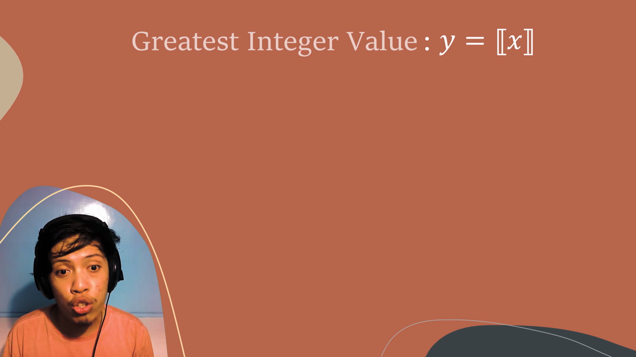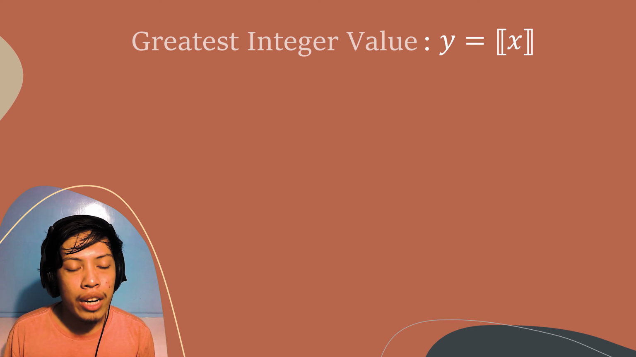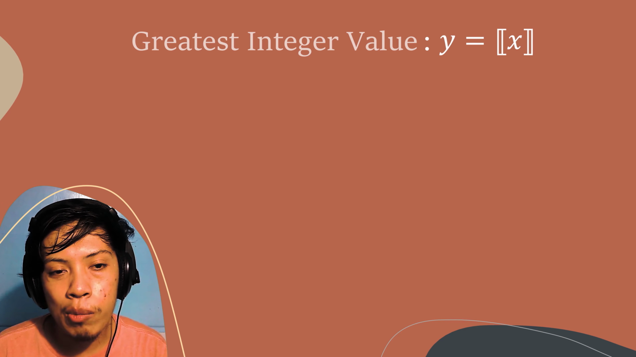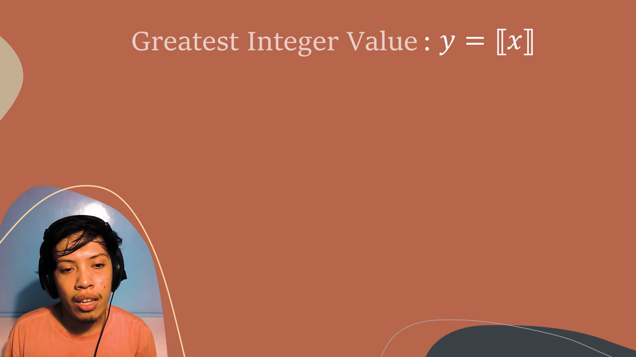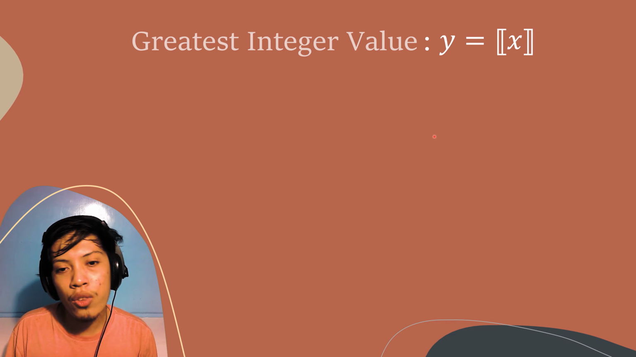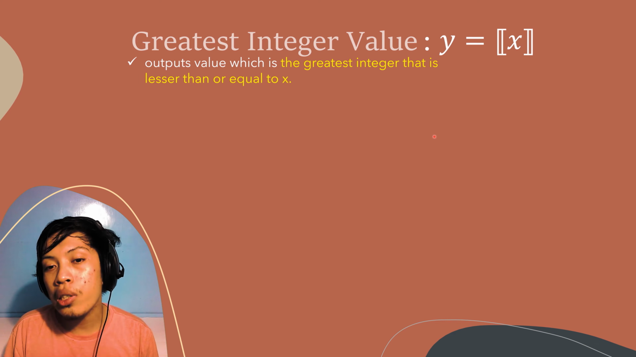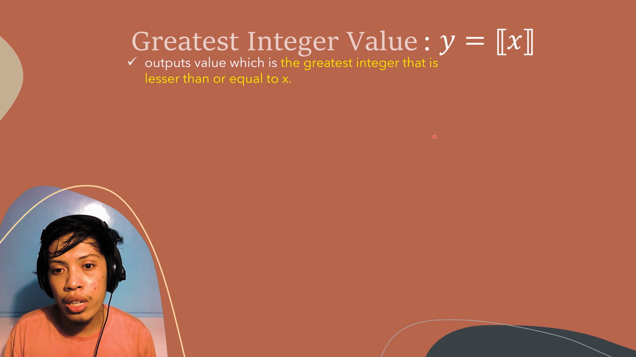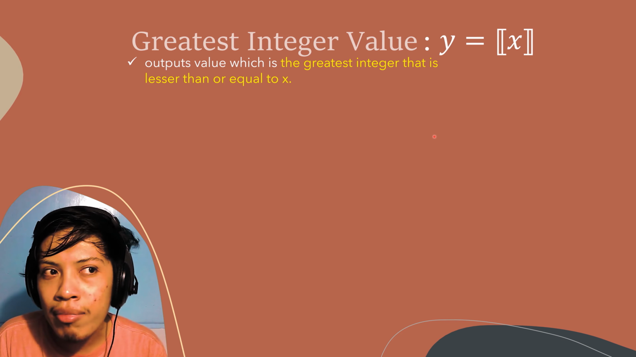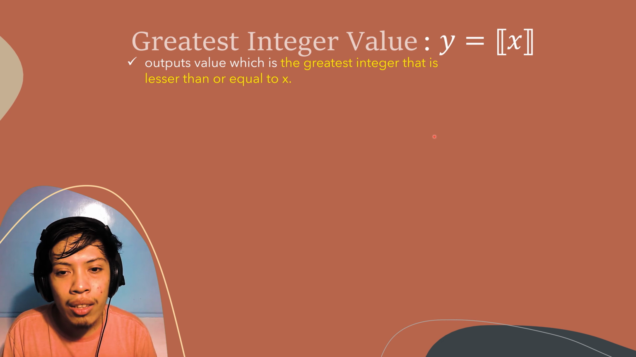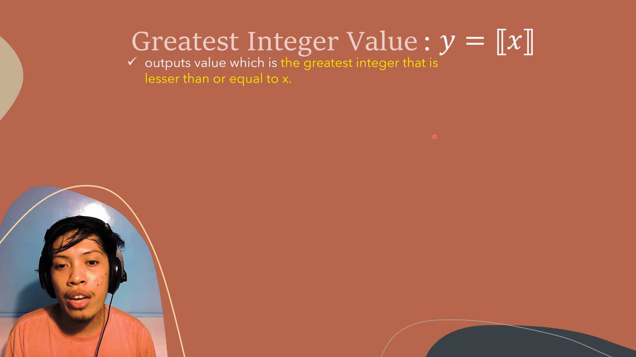Next, we have the greatest integer function. Okay, we have here an example. y is equal to double brackets, and inside of that is x. So what is the greatest integer function? This function outputs the value which is the greatest integer that is lesser than or equal to x. Does that make sense? It outputs the value which is the greatest integer that is lesser than or equal to x.